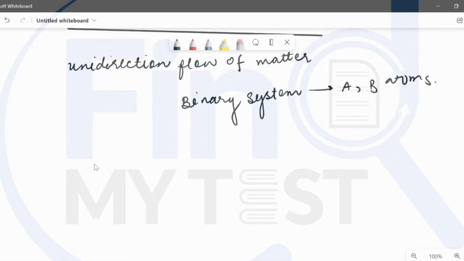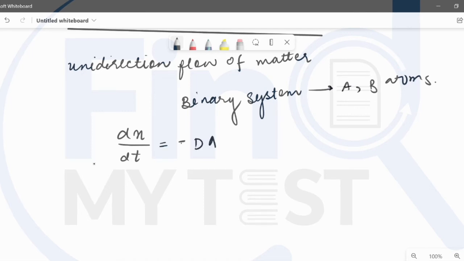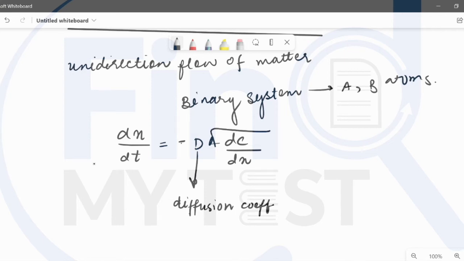So Fick's law states that the number of moles of B crossing per unit time across a sectional plane of area A perpendicular to the diffusion direction X is equal to minus D A dC by dx. Here D is the diffusion coefficient, A is the cross-section area, and dC by dx is the concentration gradient in the x direction.